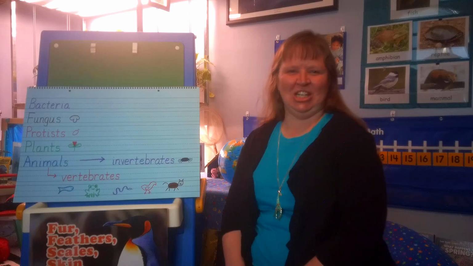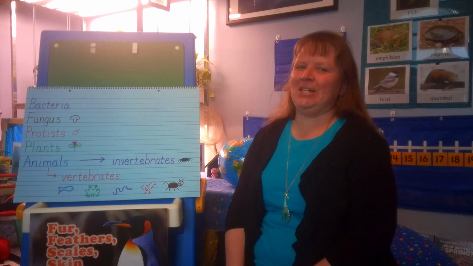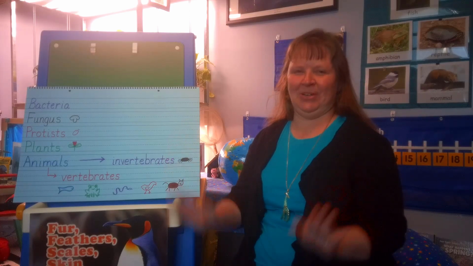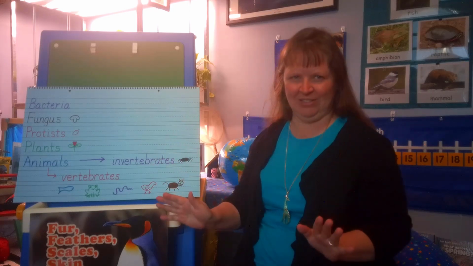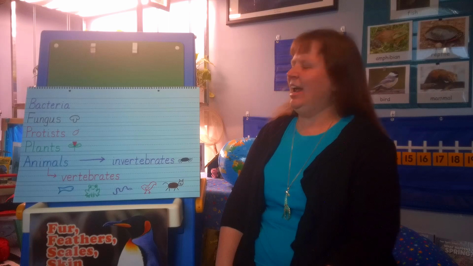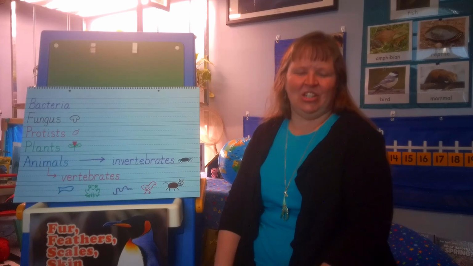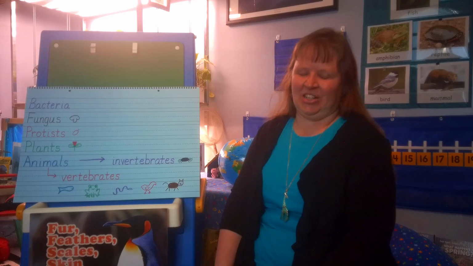So here is my chart of all the living things there could be on our whole planet. Okay, so you think about all the different living things there are in the whole world, everywhere in the world. And there's basically 6 different kinds of living things that there can be.